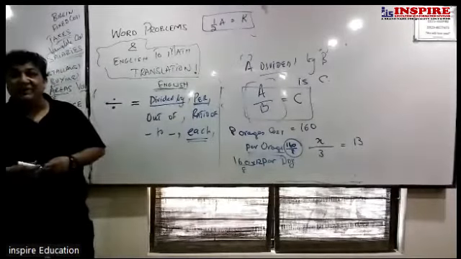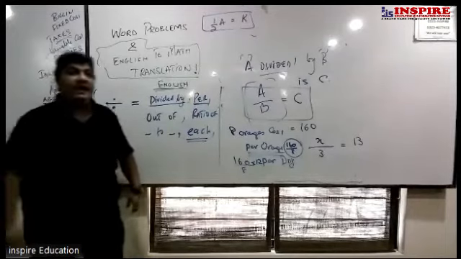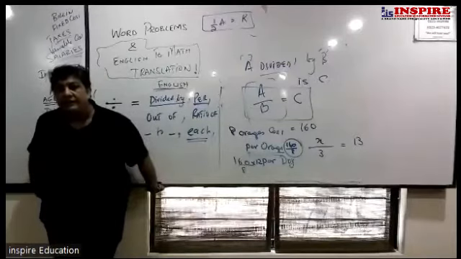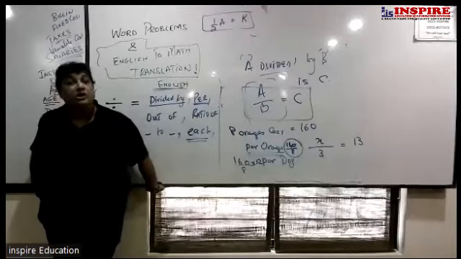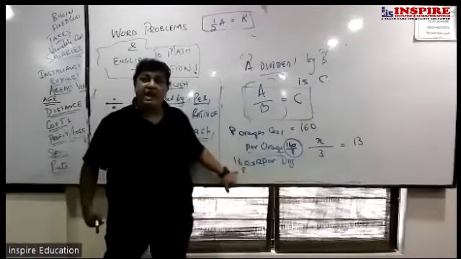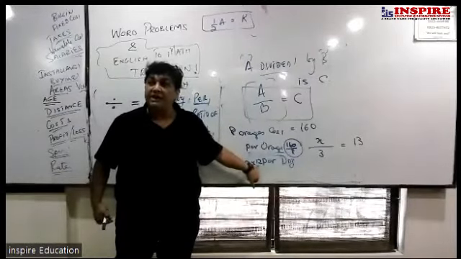Well, you understand? Agar aapko ek samosa 20 rupaye ka mil raha hai, to ek dozen kitne ke milenge? 240 ke. You understand the game? Per orange ki cost nikaloge and then multiply by? Do you understand?